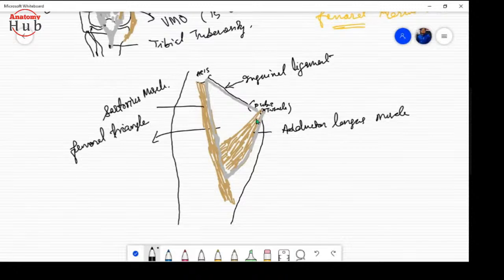So what you'll find in this triangular depression, it is very much important clinically, because you will find so many vessels and nerves present inside this femoral triangle. Okay, so during surgery it is most necessary. Okay, during cadaveric preparation it is most important, right?